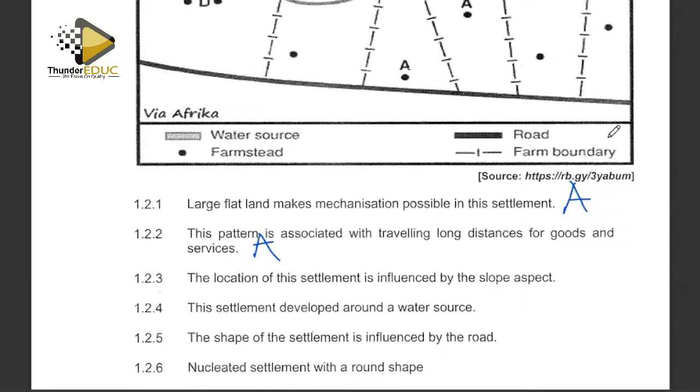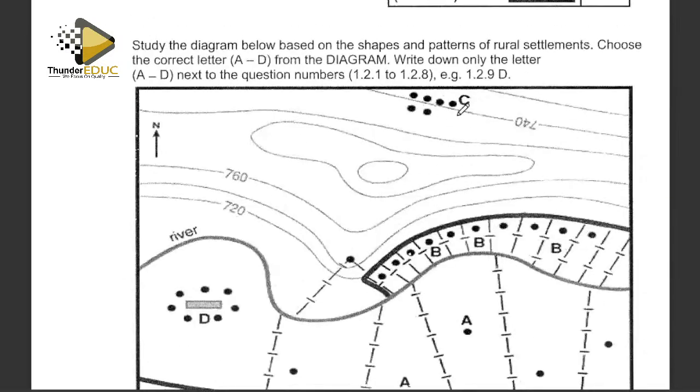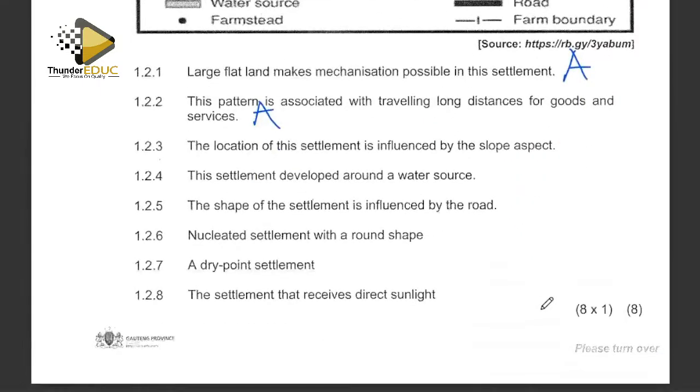So if we try to apply slope aspect, if we check at C here, we are seeing that this contour line is showing 740 meters and we have 760 meters, which means this area is sloping down towards this direction and is sloping towards the northern direction, is facing towards the north. So because of slope aspect effect, we qualify C as the correct response.